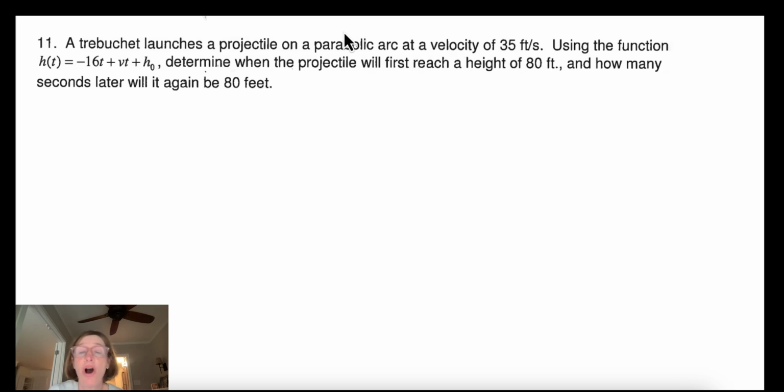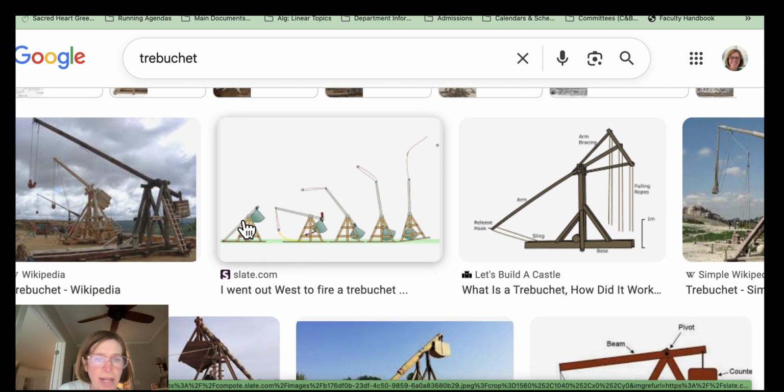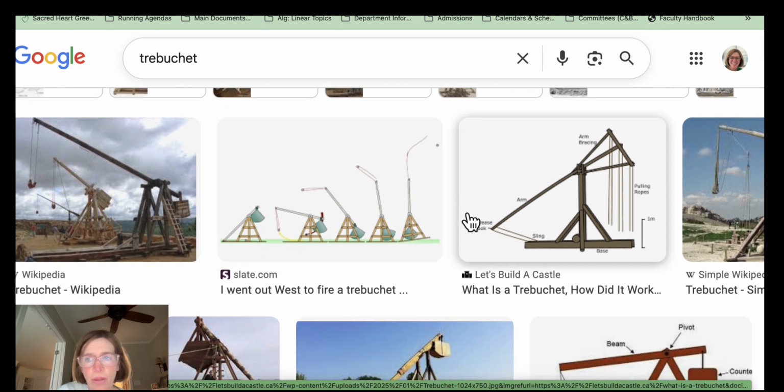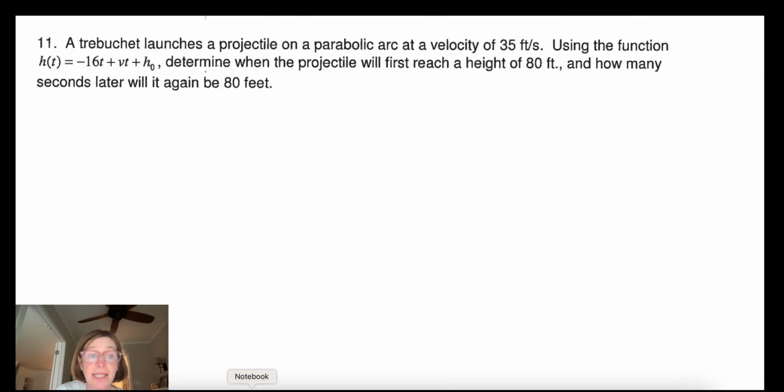So we have a trebuchet launches a projectile on a parabolic arc at a velocity of 35 feet per second. So right there, all of the words there you might not know. So a trebuchet is like a medieval slingshot maybe. So I pulled up a picture. These are examples. So you can see this one right here, it's gonna throw something and it's gonna go all the way around. And here's some other examples of it. But basically it's gonna give you a parabolic arc. So with that word right there, parabolic means parabola. So something like that, okay?